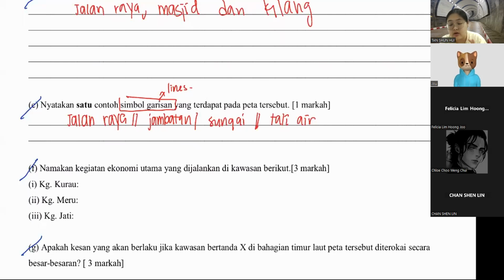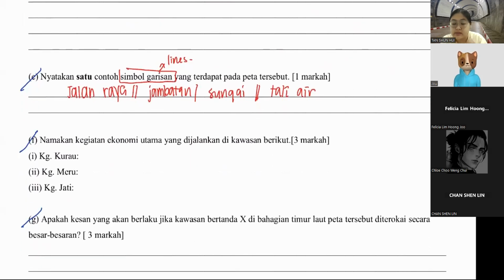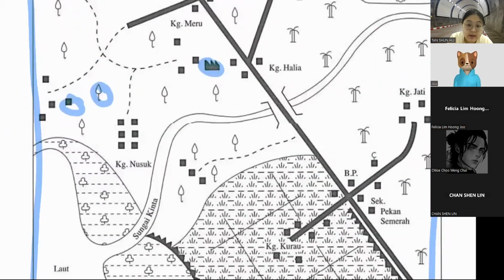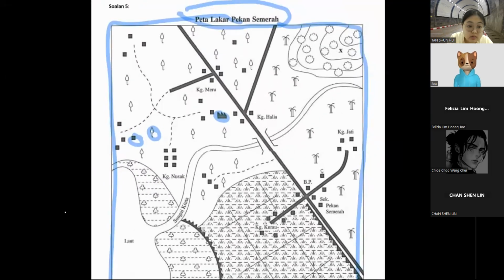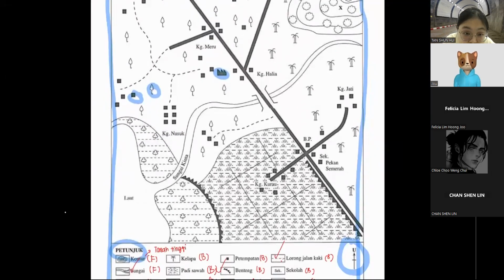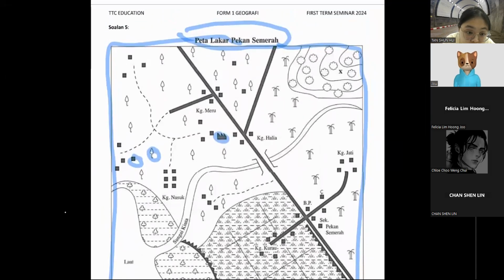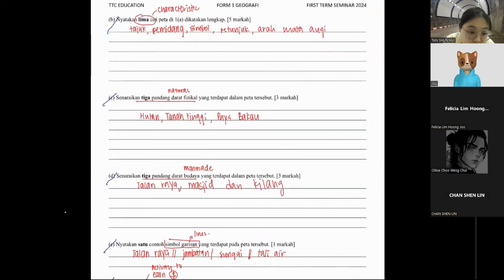Now, other than this, in your portal, sometimes they might come up with this kind of question. So look at this properly. Namakan kegiatan economy. What is kegiatan economy? Economy activities. Means activity that humans do to earn money. So in Kampong Kurau, okay, let's look at Kampong Kurau first. Where is Kampong Kurau? Why can't I see Kampong Kurau?